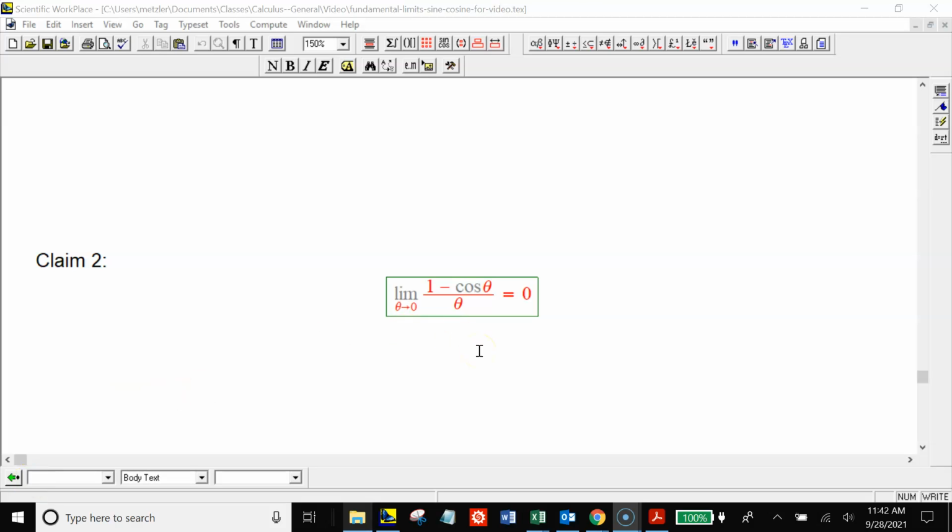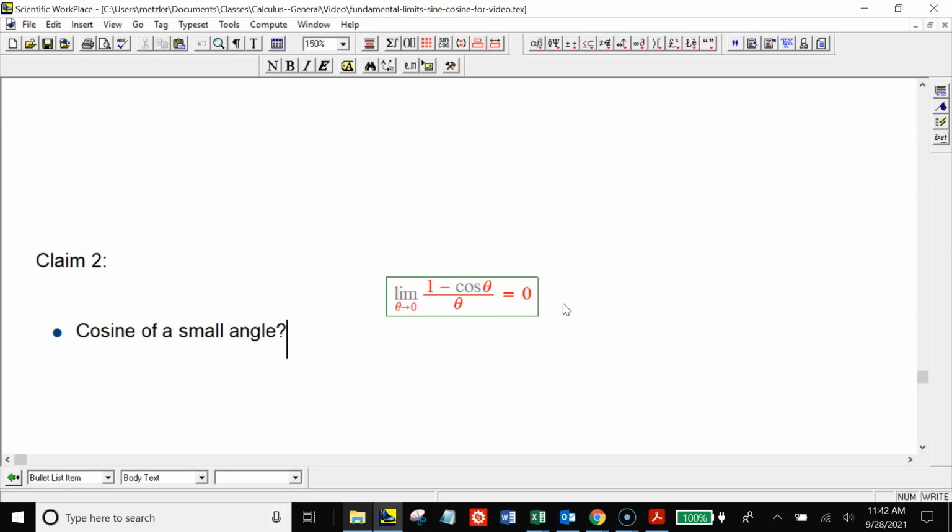So here's the second part of this video about these fundamental limits. And this is the other one that goes into thinking about derivatives of sine and cosine, for example. But again, it's worth thinking about on its own. And so the idea here is, if we know what sine does for small angles, what does cosine do for small angles?